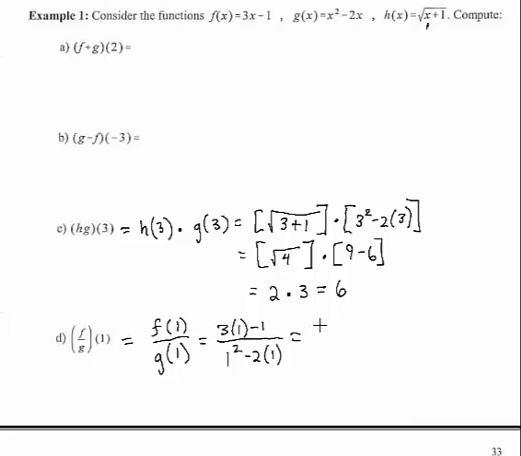3 minus 1 on top would result in 2. 1 squared is 1, and then minus 2 times 1 is minus 2. So I end up with a 2 over a 1 minus 2. In the end, I get a negative 2.